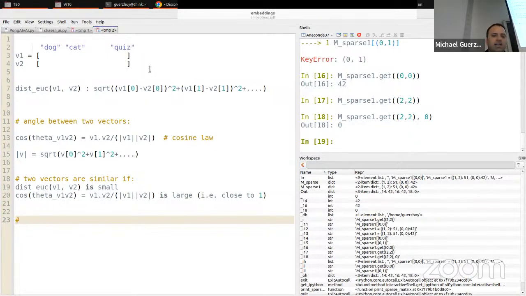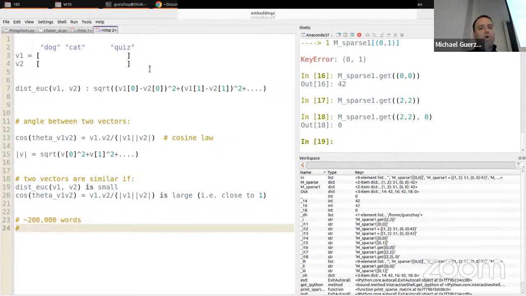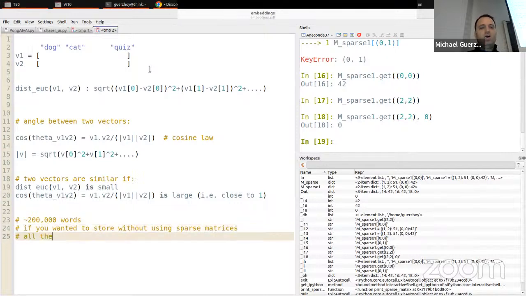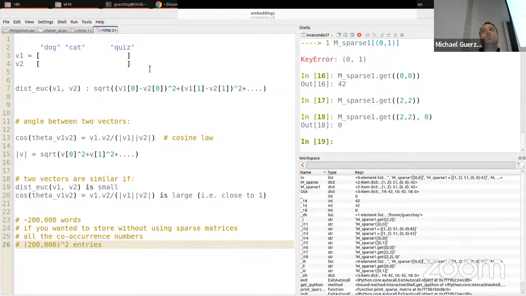So you'd get kind of like a couple, just as an estimate, probably this many words. And then if you wanted to store all the co-occurrence numbers without using sparse matrices, that would take 200,000 squared entries, which is not a little bit.